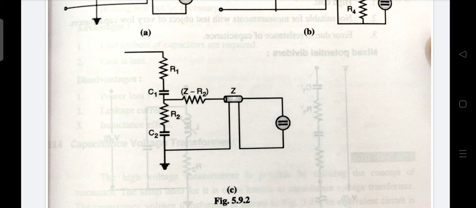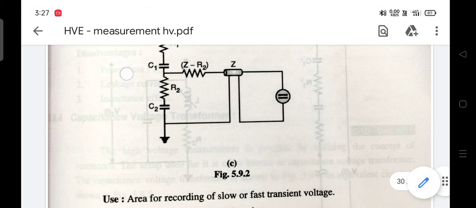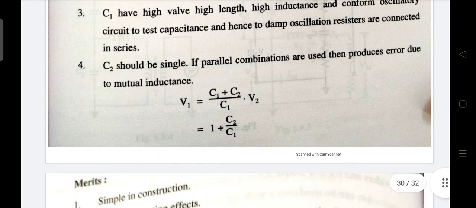The merits of the capacitance potential divider are a simple method, compensated damping, and stray inductance and capacitance compensated by C4 and R4. C1 has a high value and high length, so high inductance, and forms an oscillatory circuit with the test capacitance. Hence, to damp oscillation, resistors are connected in series. C2 should be single. If parallel combinations are used, error is produced due to mutual inductance, and V1 equals (C1 plus C2) divided by C1 into V2.